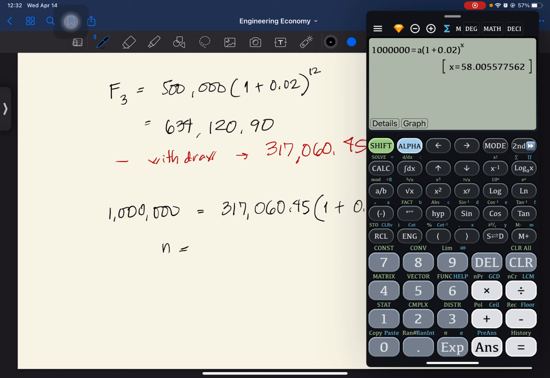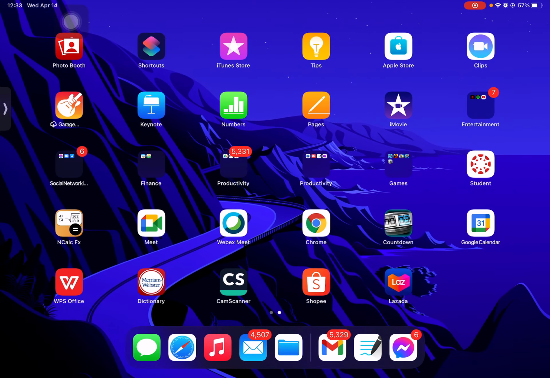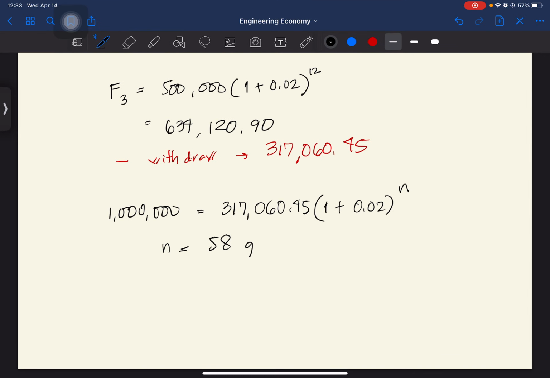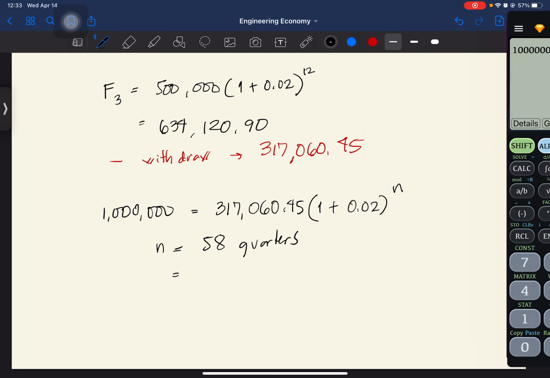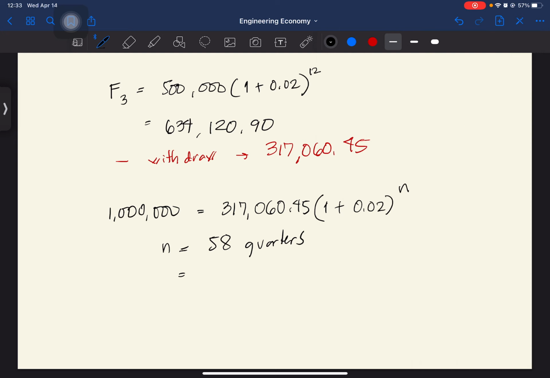58 quarters. Okay? Ibig sabihin, 58 additional quarters aside from yung 3 years na umandar na. Ilang months to? 58 times 3. 174 months.